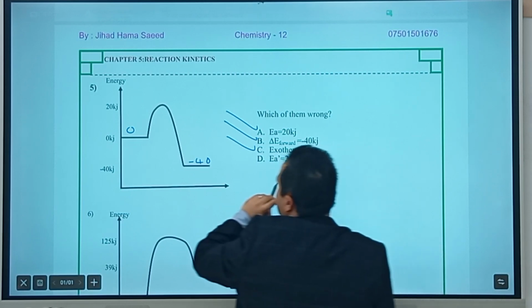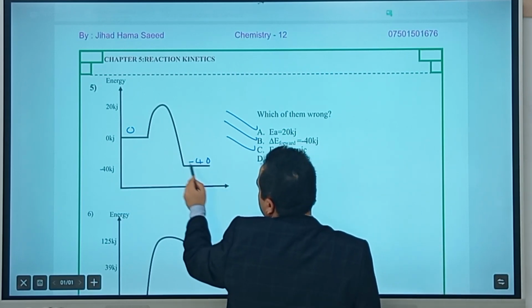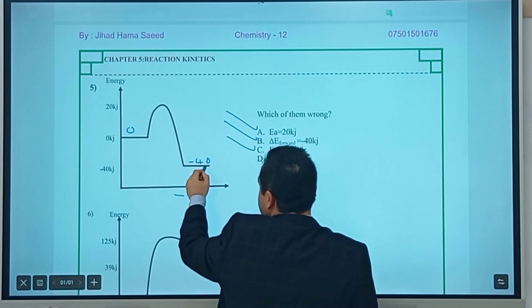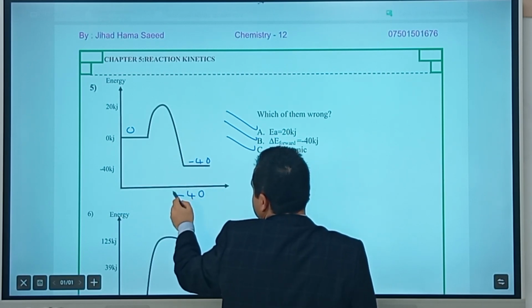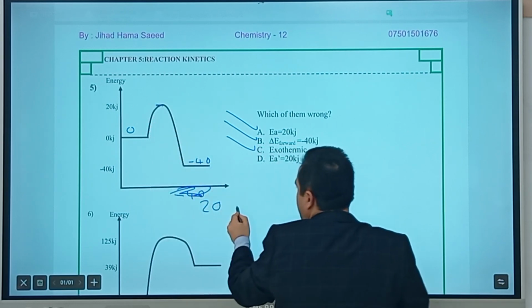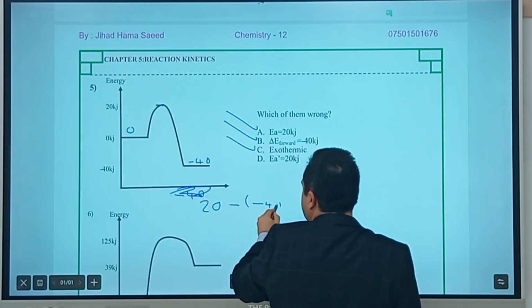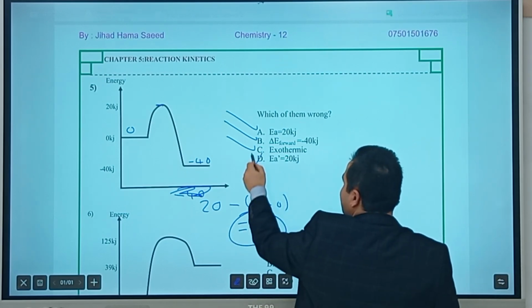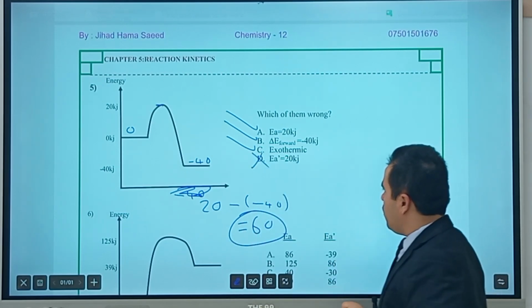EA prime is 20? EA prime is not 20, because EA prime is equal to 20 minus minus 40, it will be 60. So the 60 kilojoule per mole, D is the wrong among all of them.